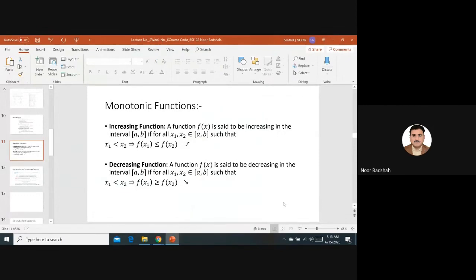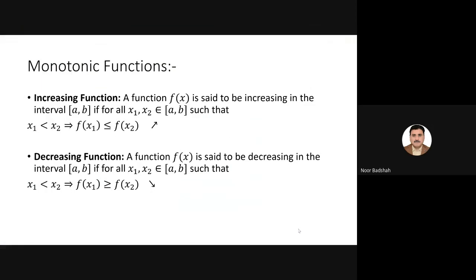Okay, so let's start with monotonic function. Monotonic function basically collectively is a group of two things. One is increasing function and the other one is decreasing function. So altogether, a monotonic function can be defined as a function which is either increasing or decreasing. Collectively, we call it monotonic function.